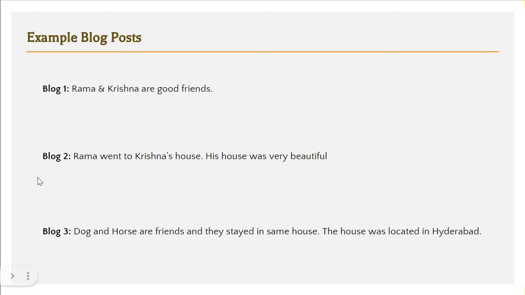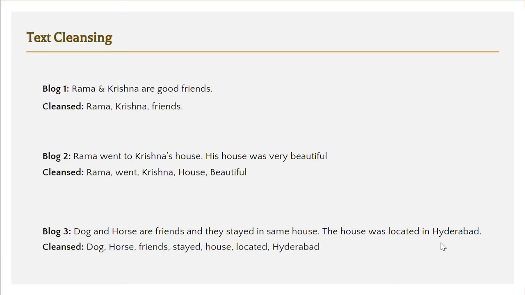And the second blog post is: Rama went to Krishna's house. His house was very beautiful. And the third blog post is: Dog and horse are friends and they stayed in the same house. This house was located in Hyderabad. So these are the three simple blog posts we'll take as an example and try to understand the process of modeling. So the second step which we try to perform on this is text cleansing.